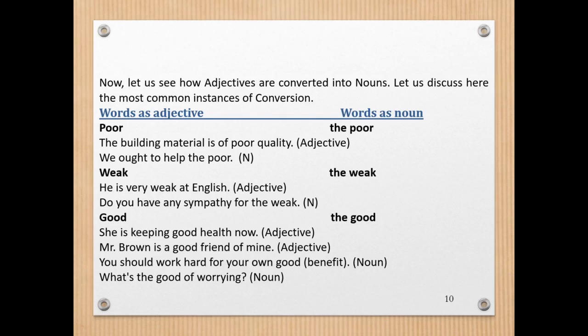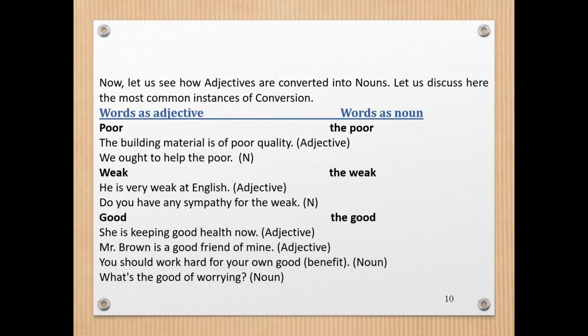Most common in the sense that they're usually asked in the exam, or they are usually used in everyday conversation, like poor as a noun, and the poor. The building material is of poor quality. Now when we say of poor quality, you're using it as an adjective, because quality is noun and poor is adjective. Good quality, bad quality, poor quality. So poor is here adjective, and we ought to help the poor. The rich ought to help the poor.